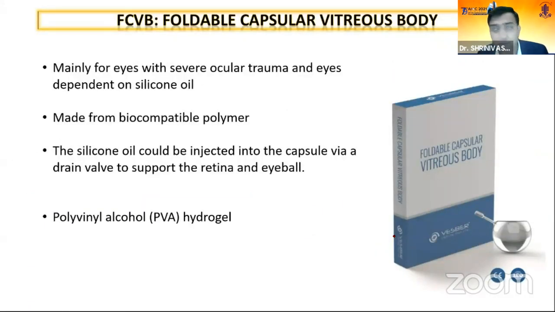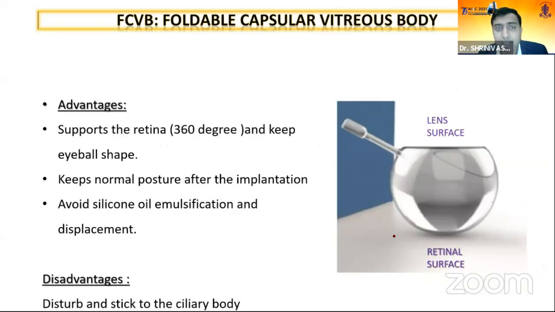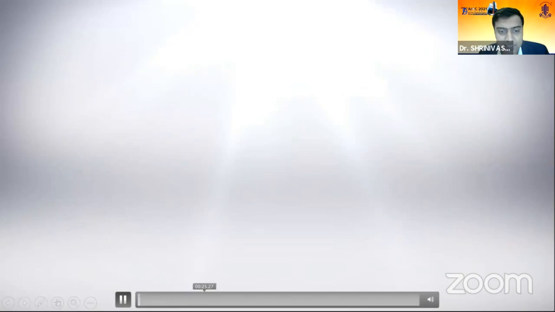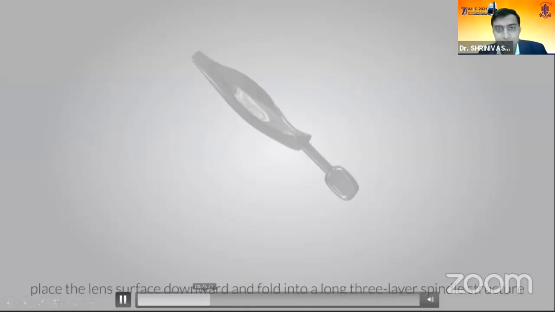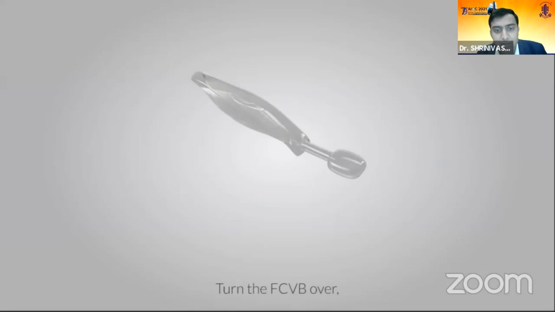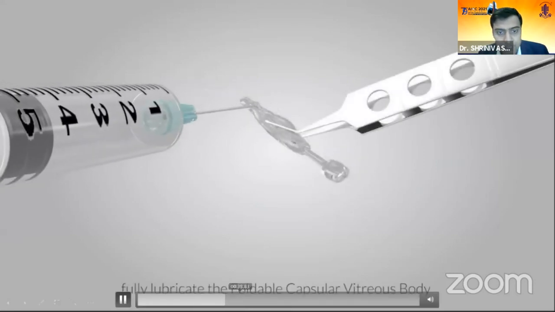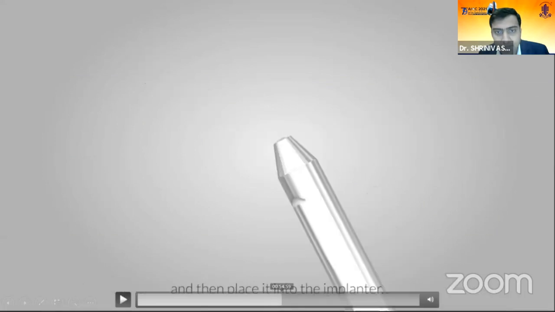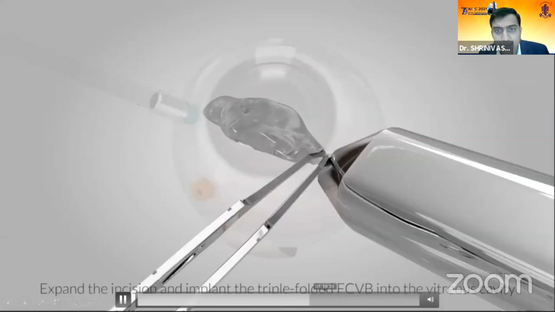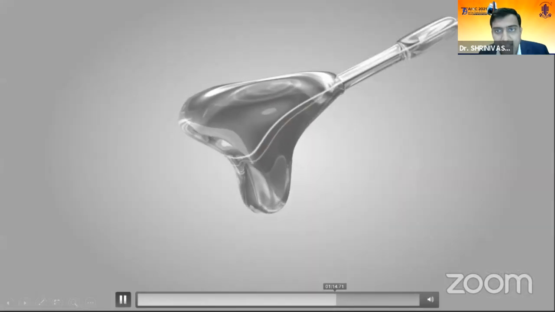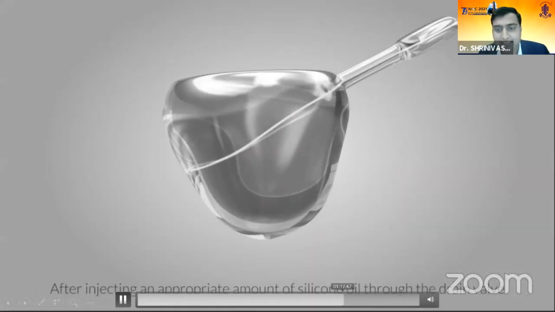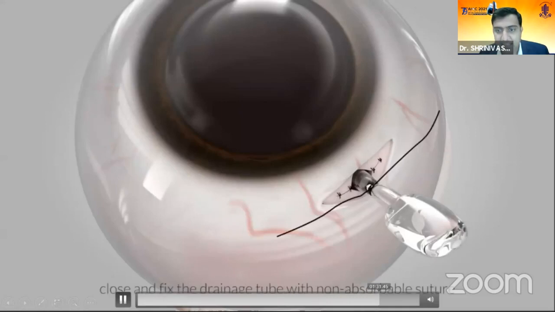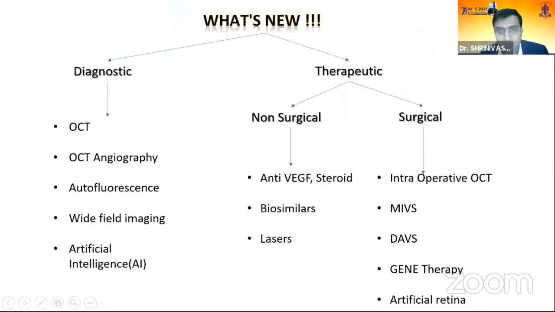This is the last of a few slides: the FCVB, the foldable capsular vitreous body. It's made from a biocompatible polymer. Silicone oil can be injected into the capsule. I'll just show the video here so that you can understand it. See here, you just fold it, put it in the IOL injector, fully lubricate, and then use the injector to inject it into the vitreous cavity. Then it's just like a balloon, it inflates, and then you can suture it. So practically, there is no silicone oil emulsification with this kind of technology.